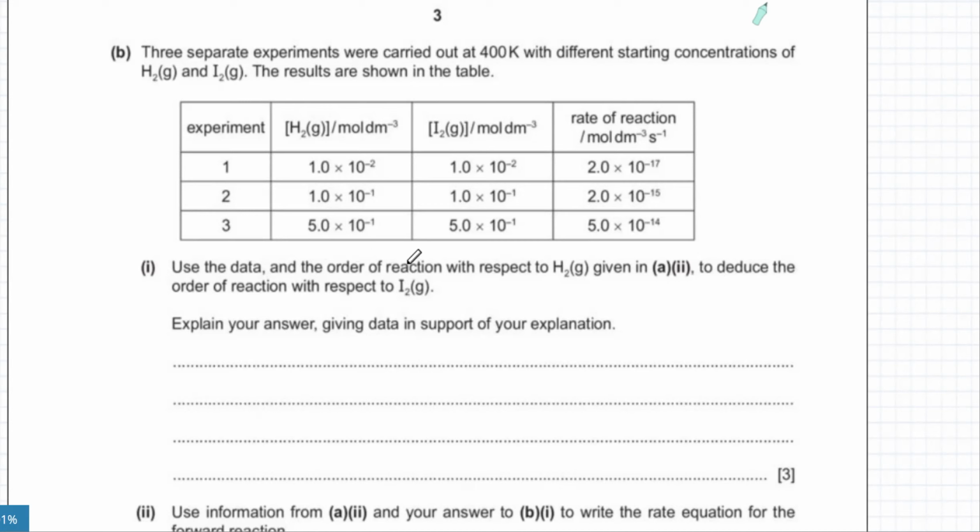So use the data and the order of the reaction with respect to H2. So for H2, we've already calculated the order. So we know one of the variables already. We know that for H2, the order is 1. So one of them is already known, it's order 1. So he's saying use the data and the order of the reaction with respect to H2 given, deduce the order of the reaction with respect to I2, and explain your answer giving data in support of your explanation.